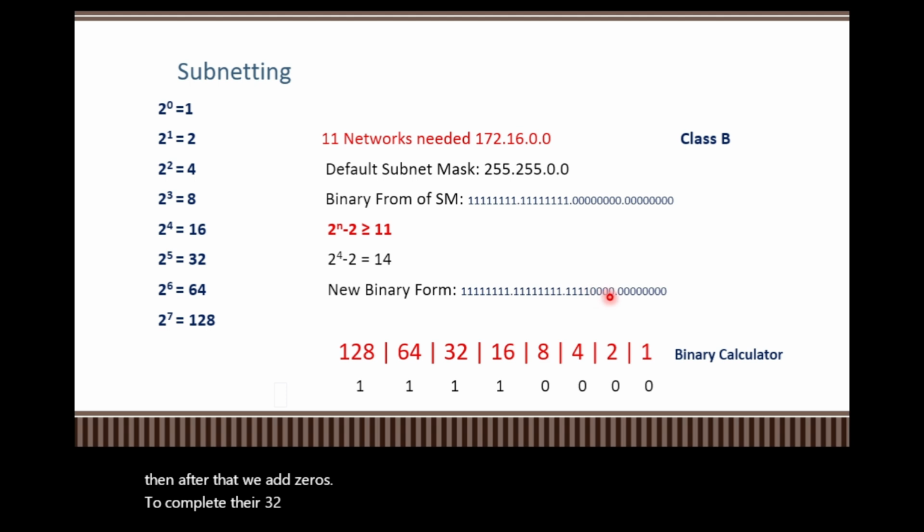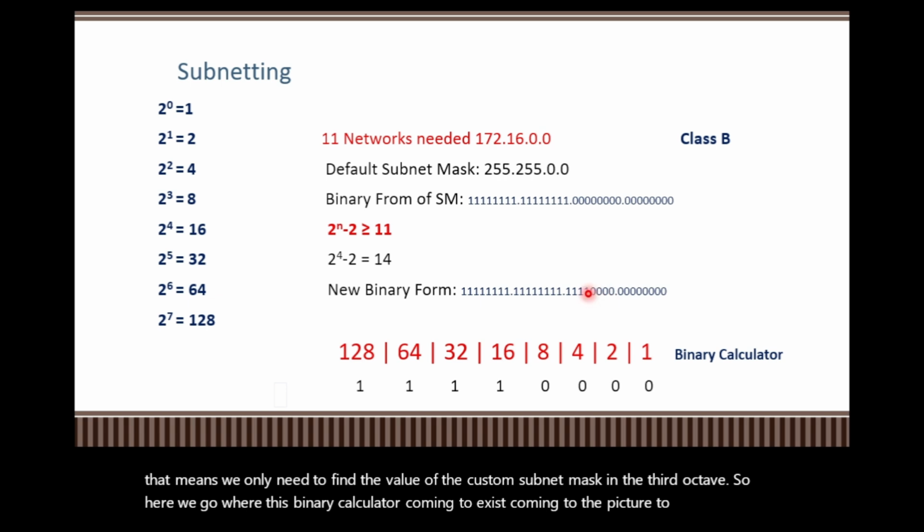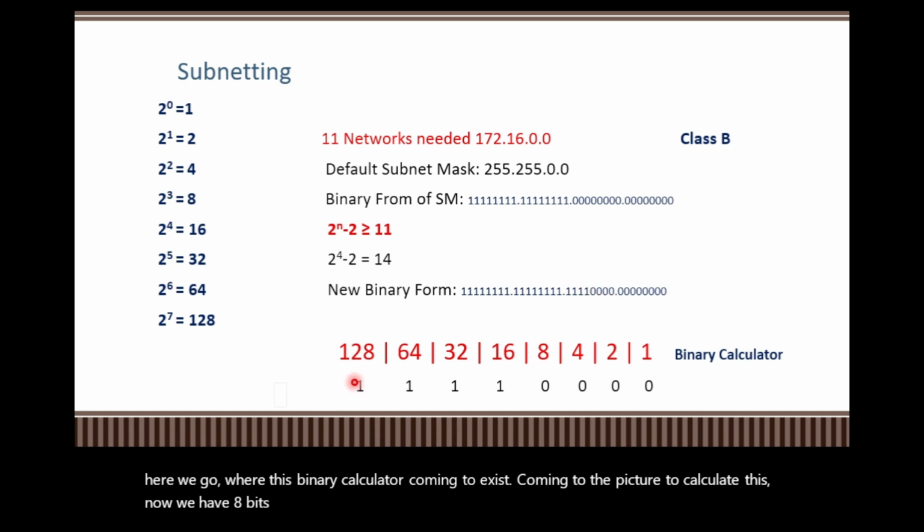Now, where these ones came into place is the third octet. So that means we only need to find the value of the custom subnet mask in the third octet. So here is where this binary calculator comes into the picture to calculate this. Now we have 8 bits and we place 4 ones and 4 zeros. So 1, 1, 1, 1 and 0, 0, 0, 0.